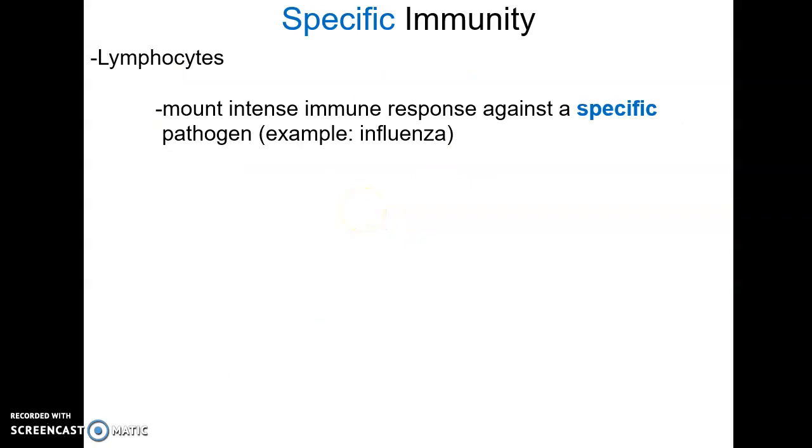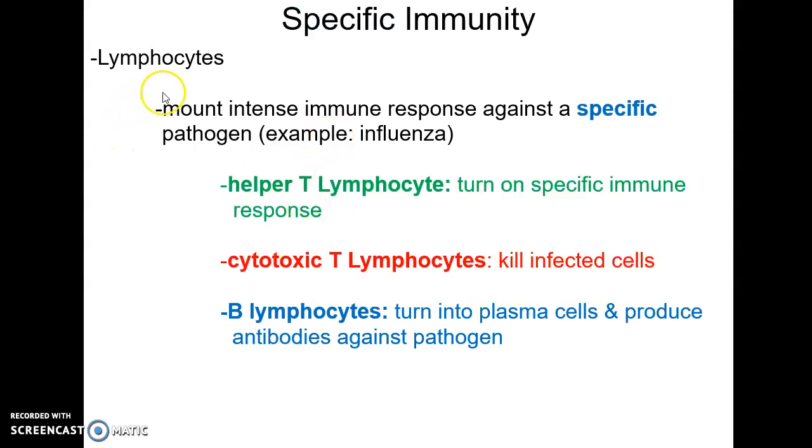Lymphocytes mount intense immune response against a specific pathogen. They fight one thing at a time. So, for instance, influenza or COVID-19. Basically, there are some different kinds of lymphocytes. You have helper T lymphocytes. They turn on the specific immune response. They activate it against that one pathogen.